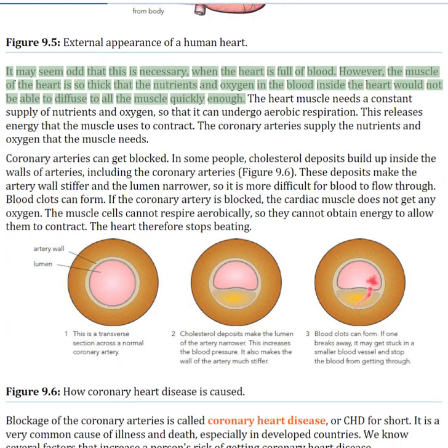It may seem odd that this is necessary when the heart is full of blood. However, the muscle of the heart is so thick that the nutrients and oxygen in the blood inside the heart would not be able to diffuse to all the muscle quickly enough.